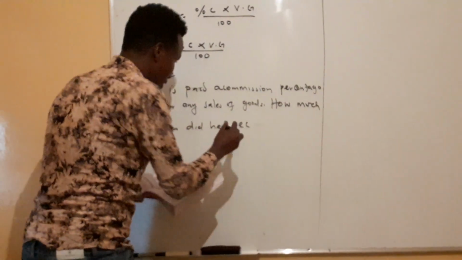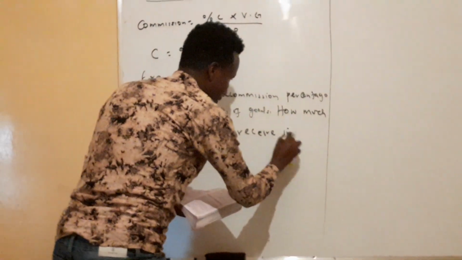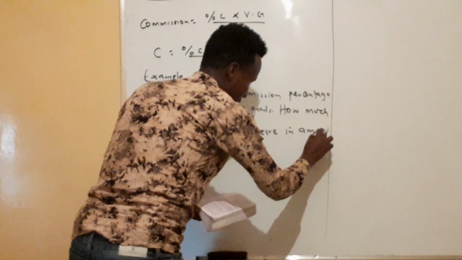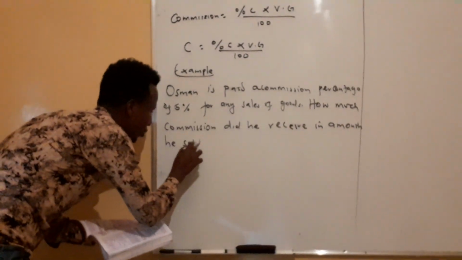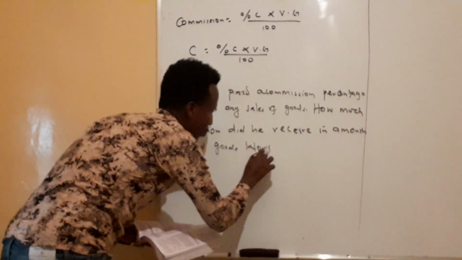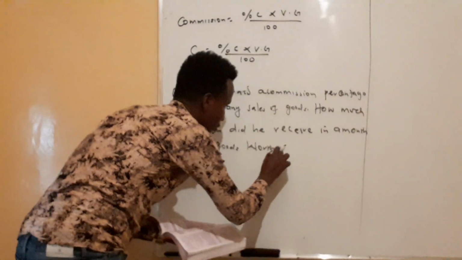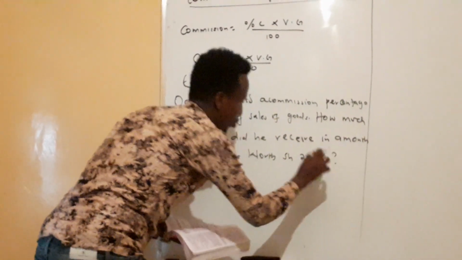in a month? In a month, he sold goods worth 25,000. Look at this question.